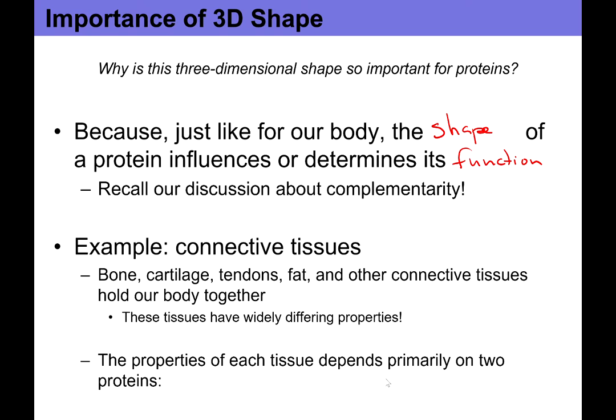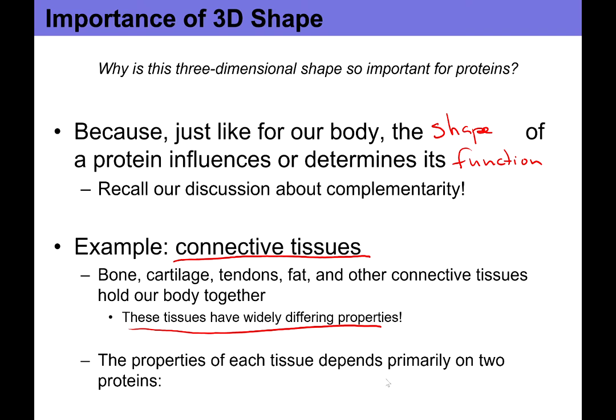A perfect illustration of this is what we see in the proteins in connective tissues. I believe that you've started tissues this week in labs, so hopefully these terms will not be completely foreign to you. Connective tissues are bone, cartilage, tendons, fat, all of these things that help to build and hold our body together. But as it says here, these tissues have widely differing properties. Bone is very different than cartilage, and cartilage is very different than fat.